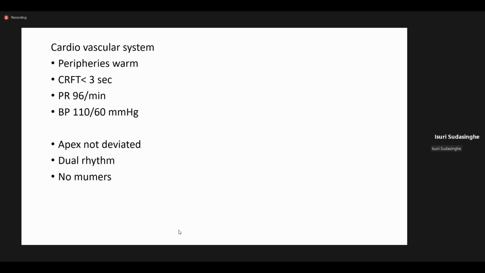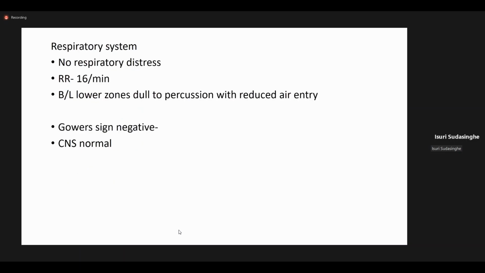Cardiovascular system wise, peripheries were warm with capillary fill time less than 3 seconds, pulse rate around 96 with good volume, and blood pressure around 110 by 60, that is around 90th centile, and apex is not deviated, and dual rhythm with no murmurs. Respiratory system, the significant finding was bilateral lower zone dullness to percussion with reduced air entry. However, baby was not in respiratory distress. Central nervous system examination findings were normal, and Babinski sign was negative.